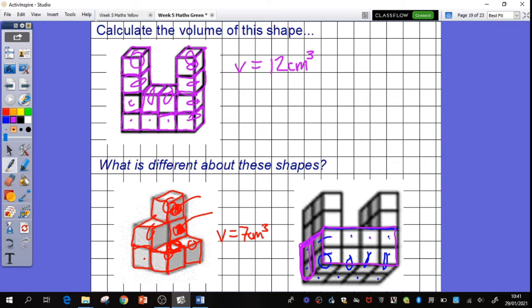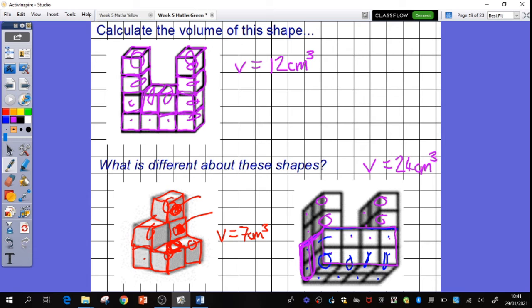And all I need to remember is to add 1, 2, 3, 4, 5, 6, 7, and I can just about see 8 there. So 16 add 8. This one must be volume 24 centimeters cubed. That's a little bit of a tricky one there.